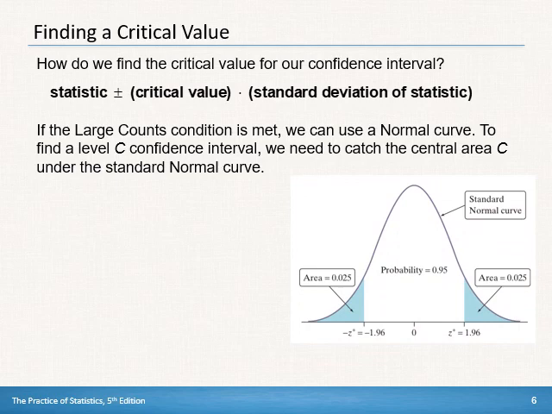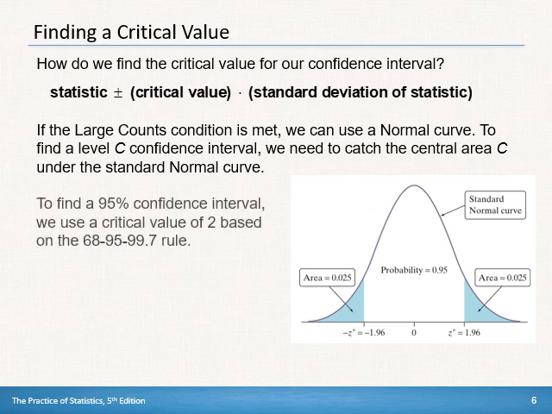You can see if I'm doing a 95% confidence interval, then 95% of the area under that normal curve is going to be between the two values. And that means 5% is going to be outside that area, split equally between those two shaded regions. So in this case, that means we're going to have about 2.5% in each one of those.